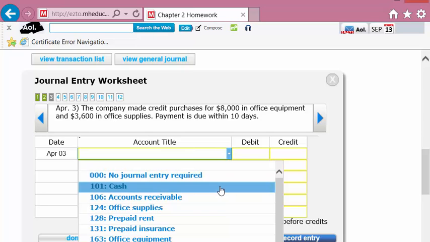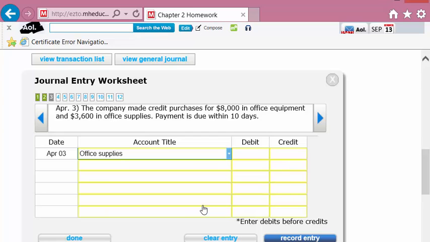Okay, so what happened? The company made a credit purchase of $8,000 in office equipment and $3,600 in office supplies. So is office supply an asset or a liability or what? Asset, so I will debit. Asset, so you're going to debit it to increase it. Good. For what, 3,600? Nice. How do you like that computer? It's very nice.